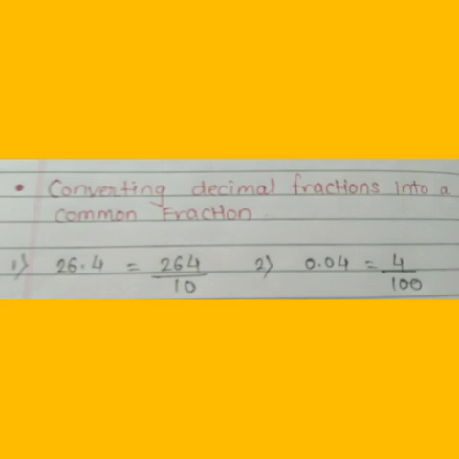In the second example, 0.04, this decimal fraction we have to convert into a common fraction. For that, in this sum there are two digits after the decimal point. So just put 1 followed by two zeros in the denominator. So our answer is 4 by 100.